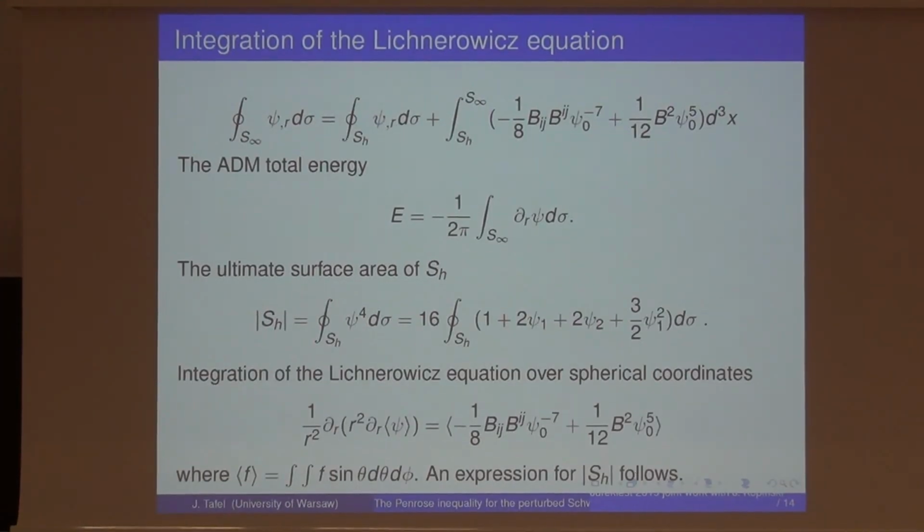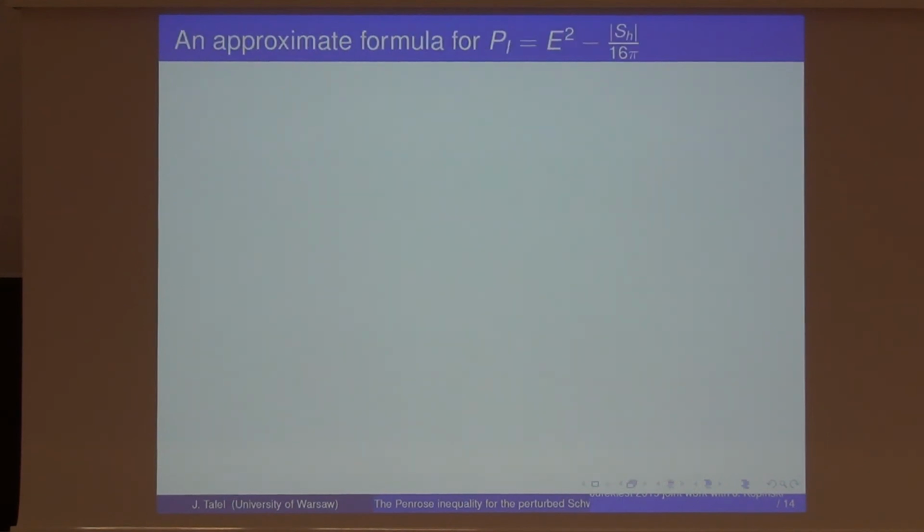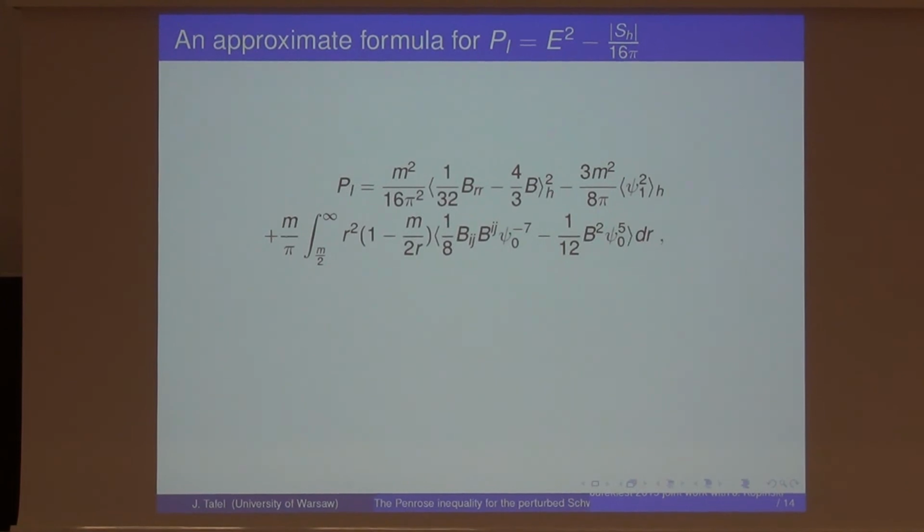I am not going to write this formula because there are too many expressions, but having these two formulas, we can simply write a function defined in this way. So in order to compare the total energy and the area of the horizon, we can simply produce such an expression. And from these formulas, which I presented on the previous slide, we get the following formula.